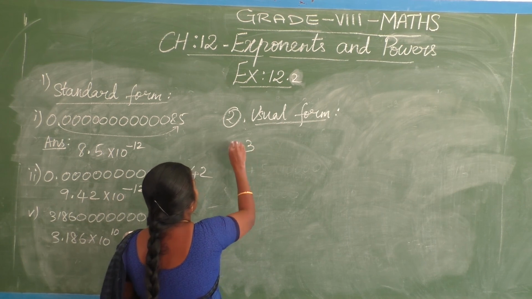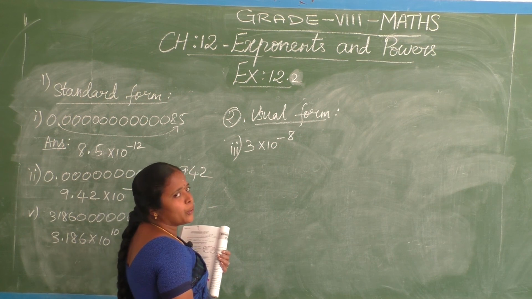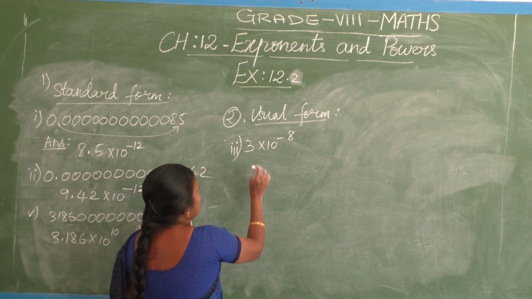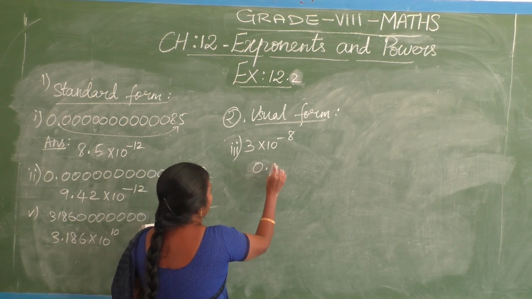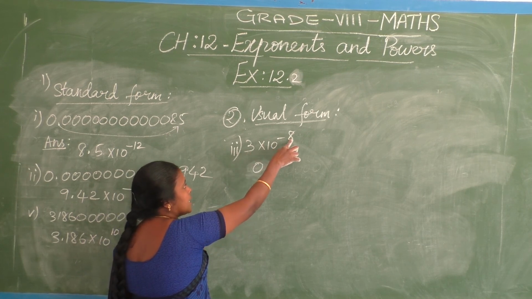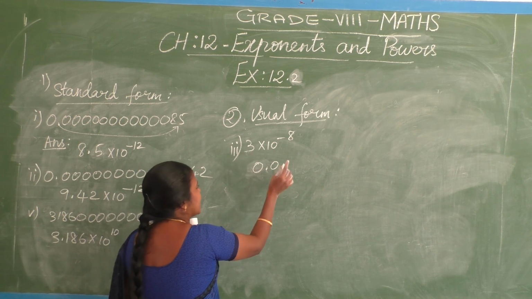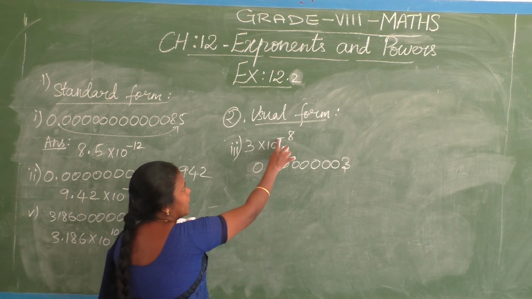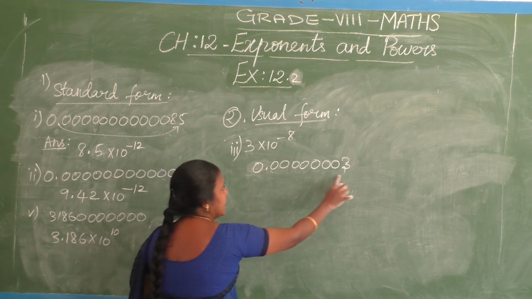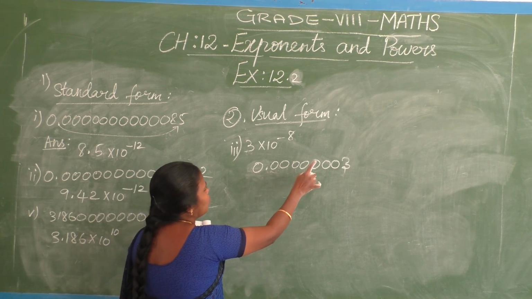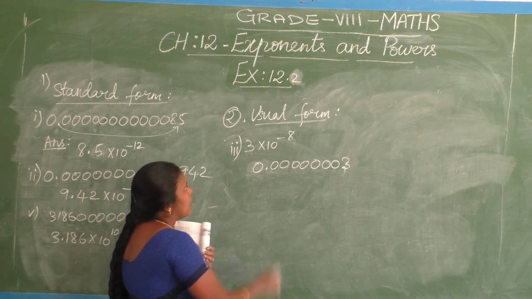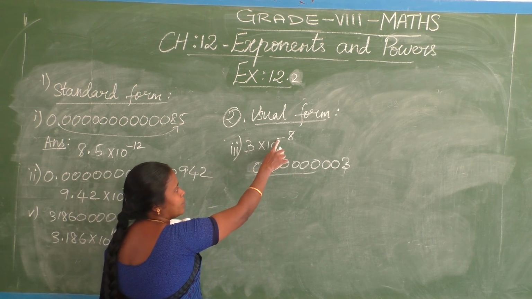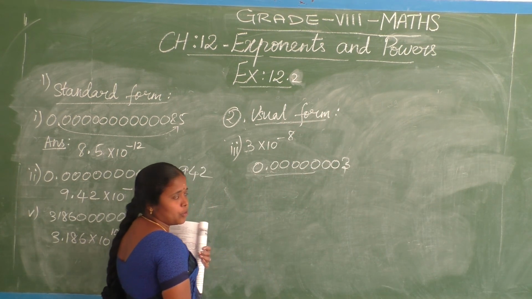See, one more question. Third one, 3 into 10 power minus 8. Here how do you go? Negative power, so the point goes to the left-hand side like this. So directly we can write 0.0. Already one whole number part is there. Minus 8 means 8 digits you have to move. Already one digit is there, so 7 zeros: 1, 2, 3, 4, 5, 6, 7, with this 3. This is the answer. See, minus 8 means in the decimal part you must have 8 digits: 1, 2, 3, 4, 5, 6, 7, 8. Coming correctly. For this, 3 is there. Understood? This is the direct answer. Minus 8 means the point goes to the left side. Plus 8 means the point goes to the right side. This is the procedure.